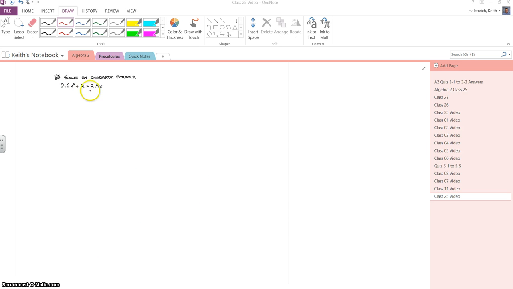Next, we're going to solve this by the quadratic formula. And the first thing we're going to do is eliminate any decimals. So here 2.6 and 0.4, we can eliminate the decimals by multiplying by 10. So we get 0.6 and 2.4. So we get 6x squared plus 20 equals 24x.